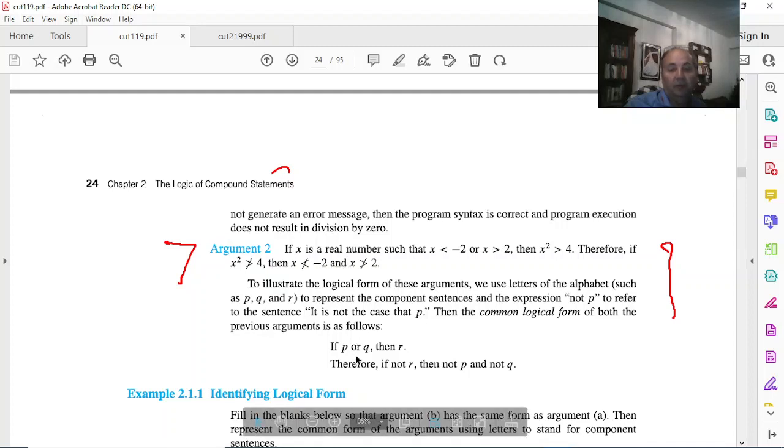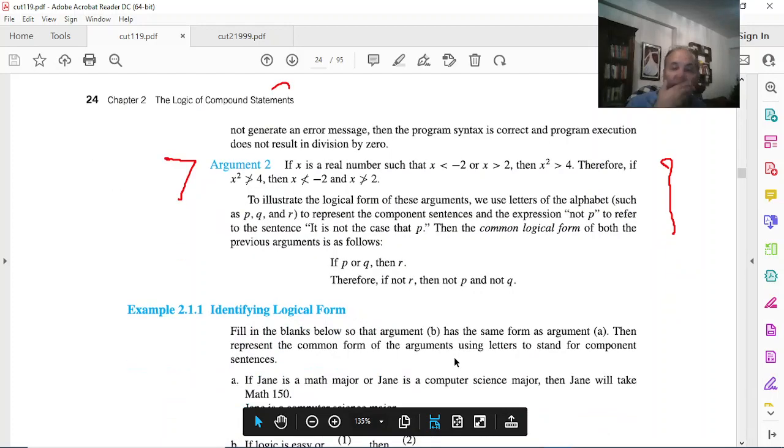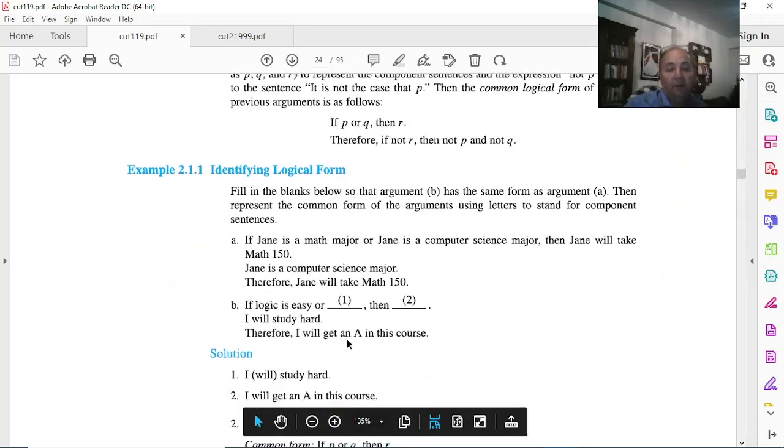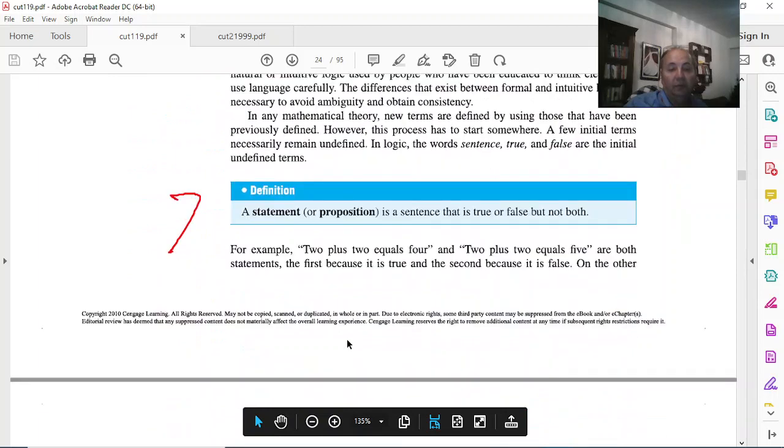It's very important. For the compound statement "P or Q, then R," therefore, if not R, then not P and not Q. It's very important: this is "or" and this is "and." This is the way De Morgan's rules work. And you can work on it.